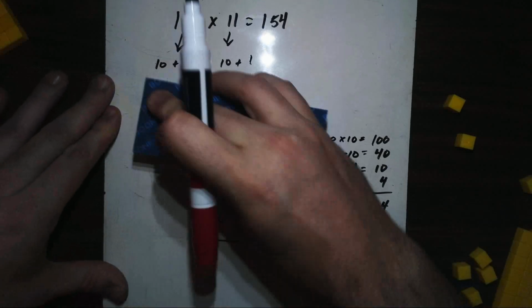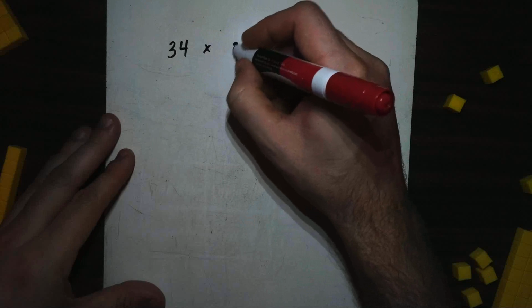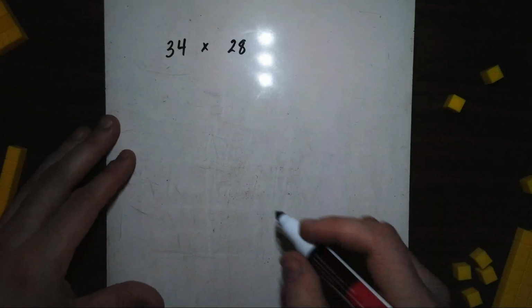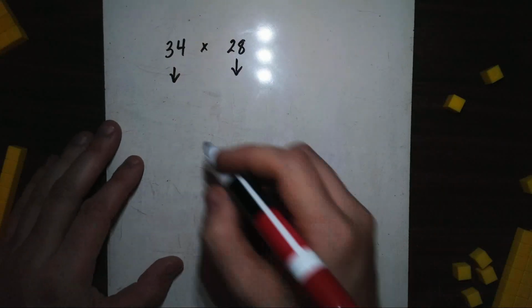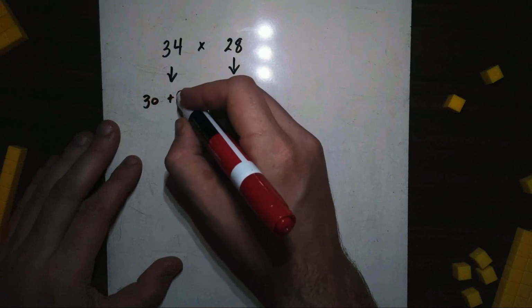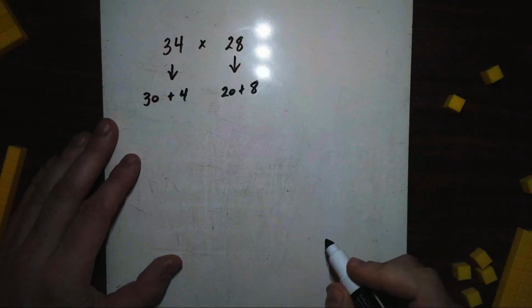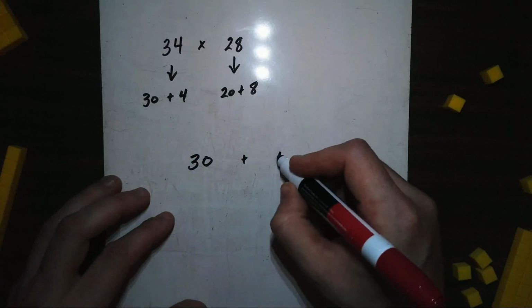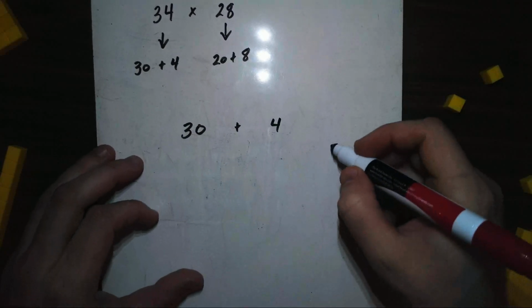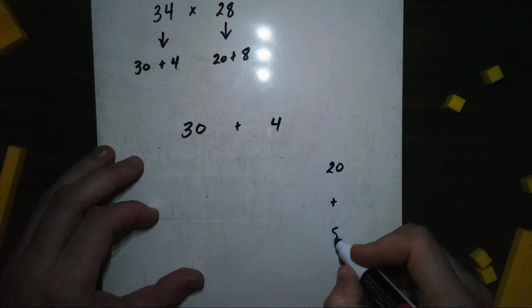All right, let me show you one more without using base 10 blocks at all, and we'll do a larger problem. Let's do 34 times 28. So if I were to use the box method to do partial products, or the area method, I would write each of these in expanded form, pulling them apart. This would be 30 plus 4, and this would be 20 plus 8. So I'm going to write 34 across the top, but I'm not going to write 34. I'm going to write 30 plus 4. And going down the sides, I'm going to write 28, but I'm going to write 20 plus 8.